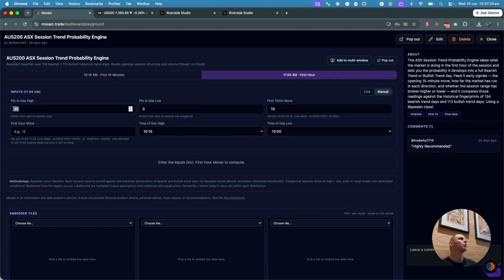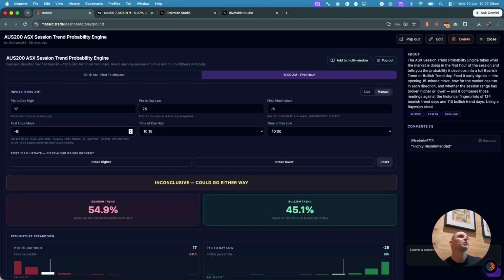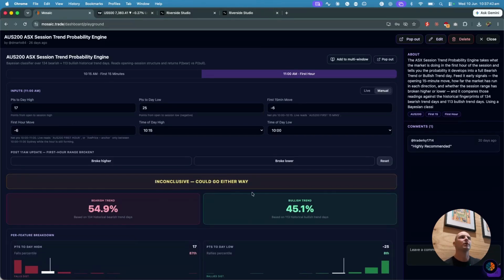So we'll switch into manual mode here and say we've gone 17 points to day high, 25 points to day low, and the first 15-minute move was -6, first hour move -6. So this is where it's obviously inconclusive. Let's just play around with this, but say it was falling, say we've had a rally.